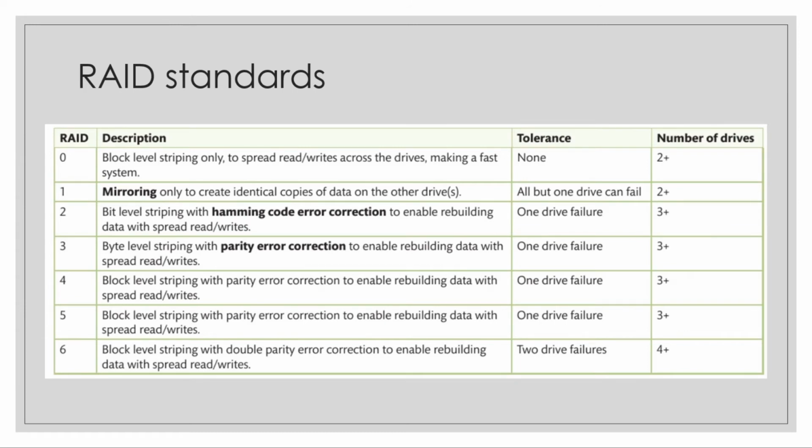But if we look at RAID 1, I'm not going to go over them in too much detail because they're all quite self-explanatory. RAID 1 is probably one of the most commonly used ones. On that one, if you look at the tolerance, all but one drive can fail. So if one drive fails, it will carry on. If another drive fails, it will carry on. If all drives fail, well, they've all failed. So of course it's not going to work.